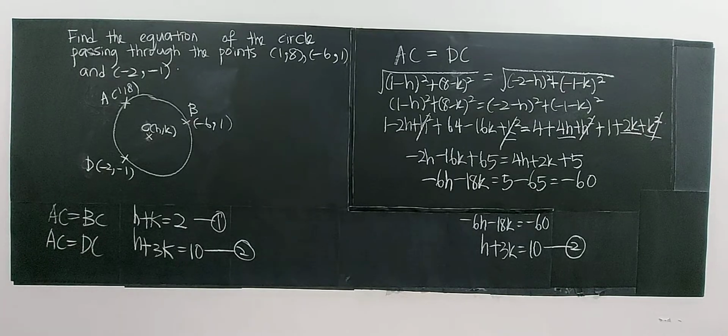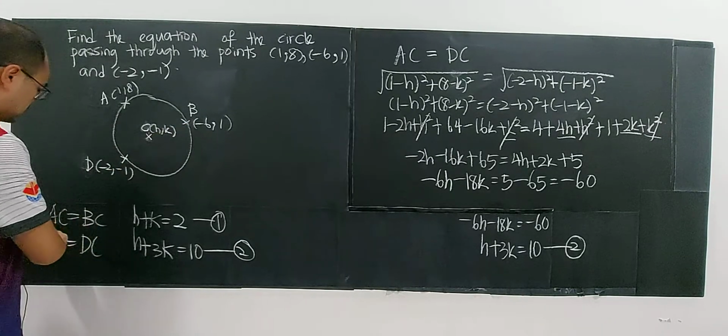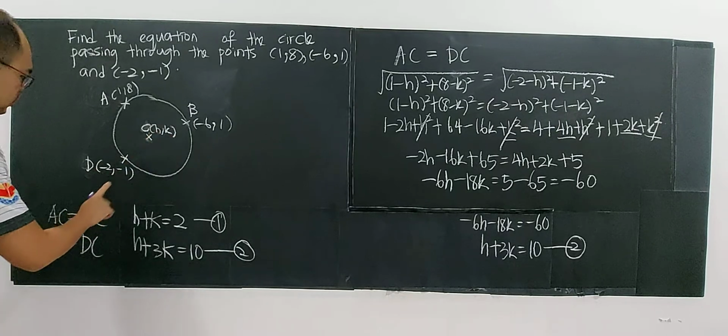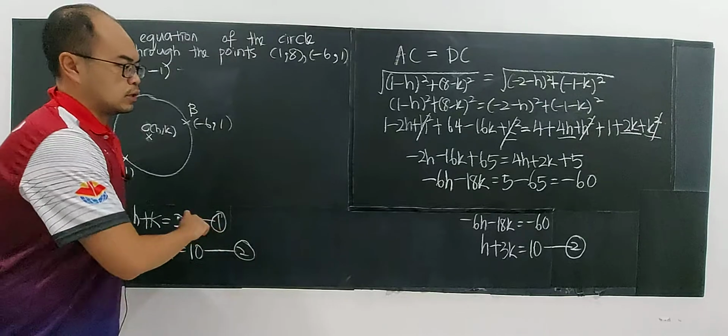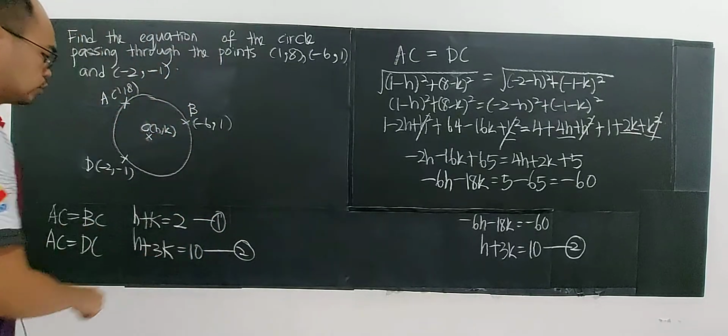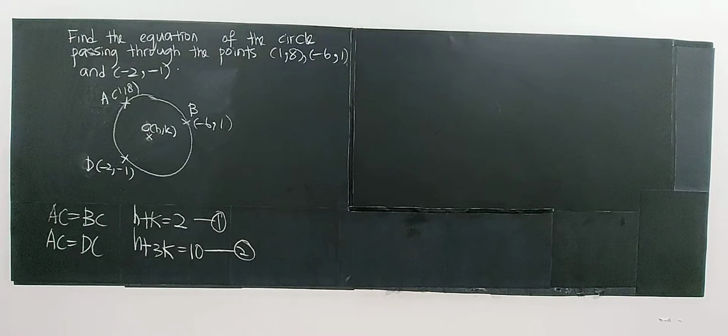Point D to point C. And a student may ask, sir, can I use BC equals DC? Yes, definitely. But now I already have these two equations, so it's enough for me to find the value of H, K, the center. So let's see.